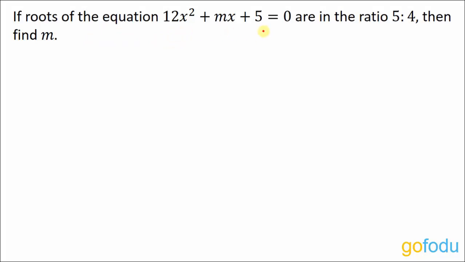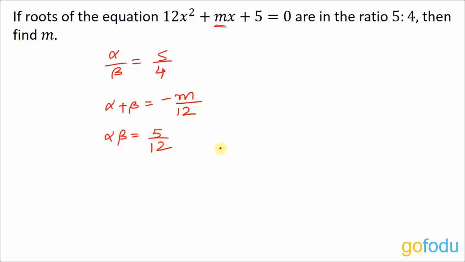Roots of this quadratic equation are in ratio 5:4 and we have to find the value of m. So the ratio of roots is given. Let's say the roots are alpha and beta. Ratio alpha upon beta would be equal to 5/4. And a few more details about alpha and beta that we can find from this equation. Sum of roots alpha plus beta would be minus b by a, that is minus m by 12. And product of roots alpha beta would be c by a, that is 5 by 12.